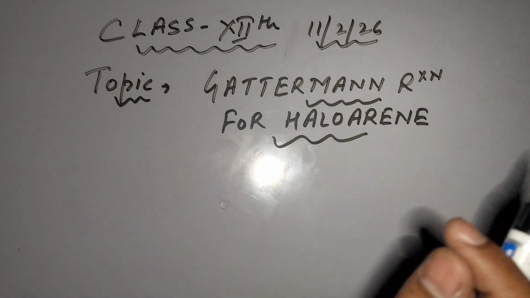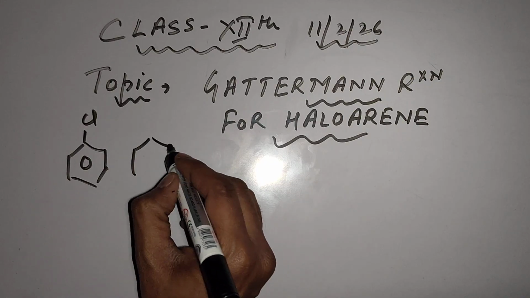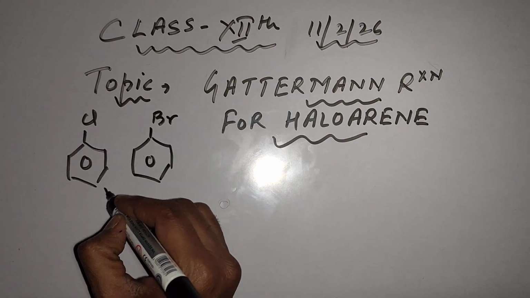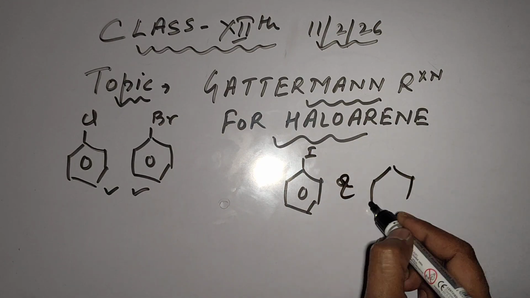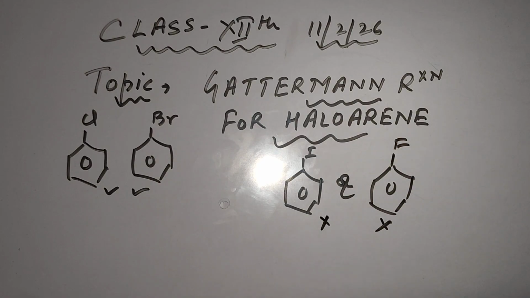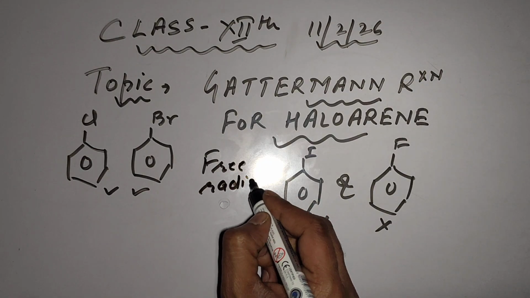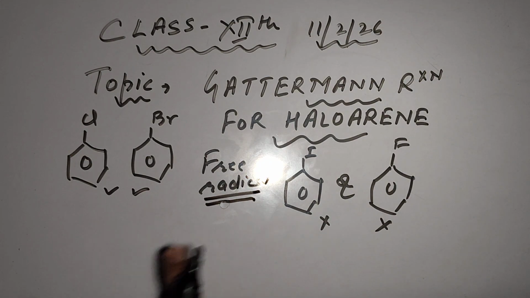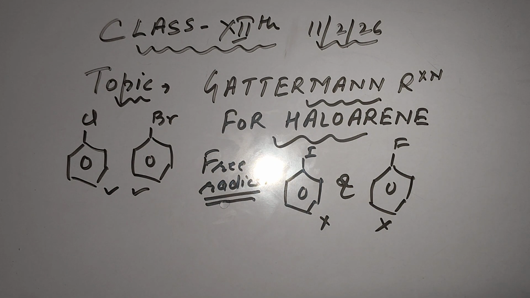First, Gattermann reaction can create which haloarene? Same like Sandmeyer, it can create chlorobenzene and bromobenzene, but not iodobenzene and fluorobenzene. They are not possible. Reason already I have discussed in Sandmeyer reaction. Same here, because Gattermann reaction is also happening with free radical mechanism. So reason for non-formation of iodobenzene and fluorobenzene I have already discussed in Sandmeyer reaction. You can check there. Now let's check the mechanism behind it.